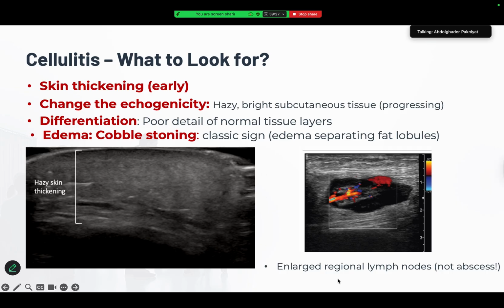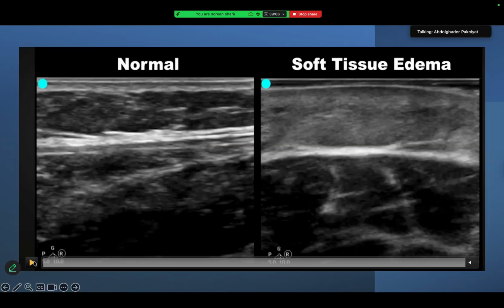And you may also have enlarged regional lymph nodes that we should take care of, so as not to mistake them for an abscess, which we will discuss here. If you see in this image, there is a hyperechoic dermis, and then hazy skin thickening that you can find in early stage of cellulitis.